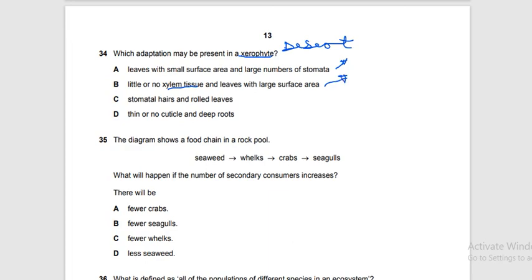Now, stomata hairs and rolled leaves. With rolled leaves and stomata hairs, we close the stomata and roll the leaves so that it will not be exposed to loss of water through transpiration. So it will be a form of adaptation. So the answer to that question will be C.